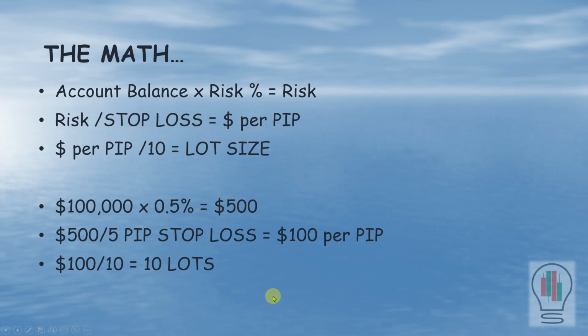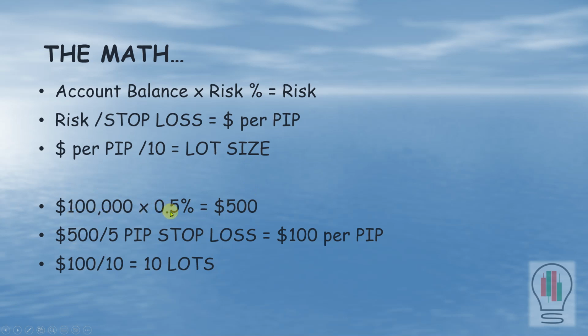So let's look at the math. For those of you who want to understand the math, it's the account balance times the risk percentage equals risk. You take your risk, divide it by the stop loss, and that equals the dollars per pip. Take the dollars per pip, divide it by 10, and you get your lot size. Here's what it looks like with numbers in the formula.